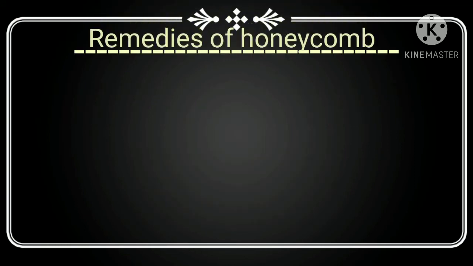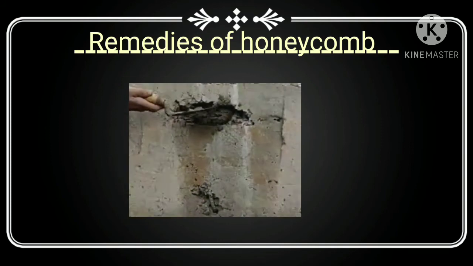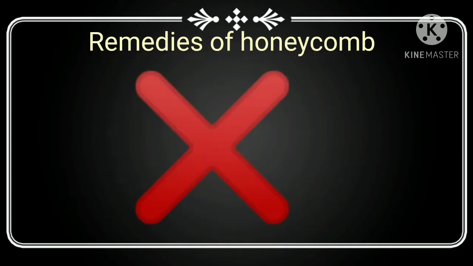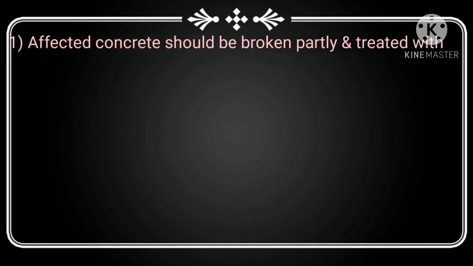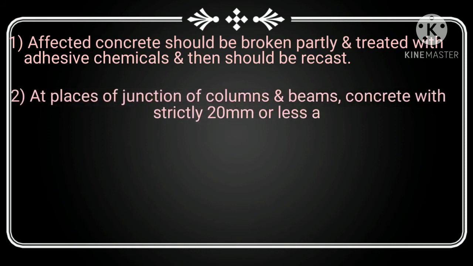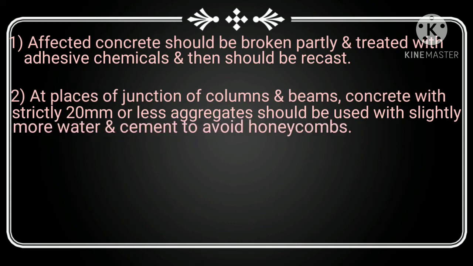Now we will discuss the remedies of honeycombing. If you see honeycombing in concrete, then don't try to hide it with cement paste, because as years go by it starts to deteriorate. So the affected concrete should be broken partly, treated with adhesive chemical and then recast. Or at the places of junction of column and beam, concrete with strictly 20 mm or less aggregate should be used with slightly more water and cement to avoid honeycombs.